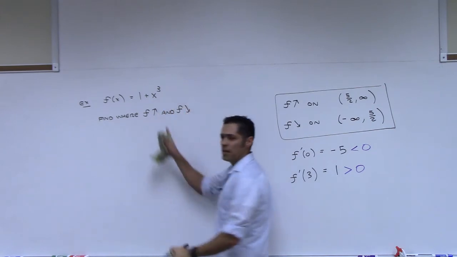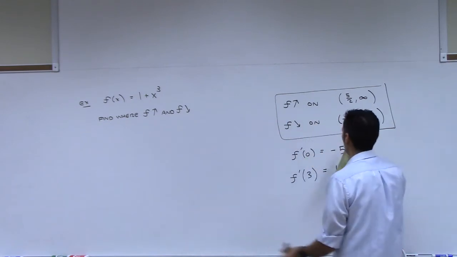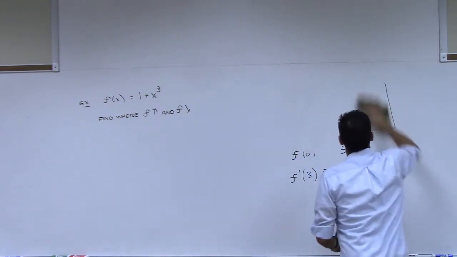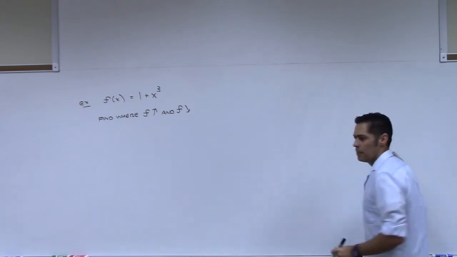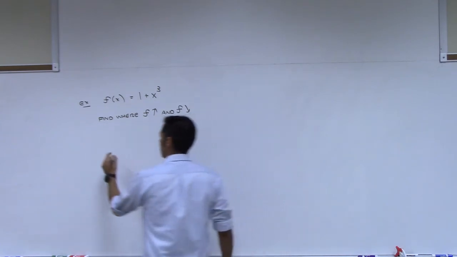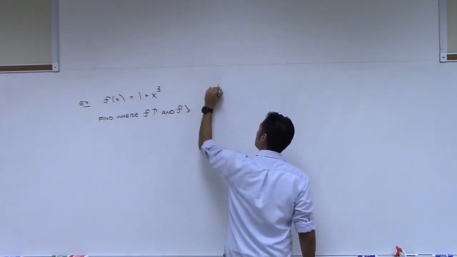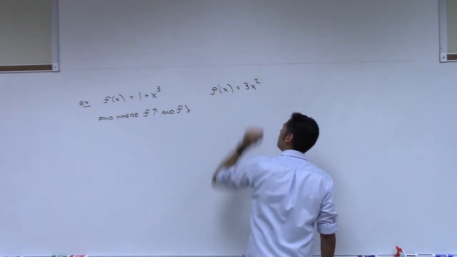Is it okay if I use those arrows instead of writing increasing and decreasing? Okay, the book is going to put the words increasing and decreasing. All right, so what's your first step? Find the derivative, set it equal to 0, right? Let's just write the derivative down up here because we're going to need it. What's the derivative of this function? Just 3x squared, okay? Right?